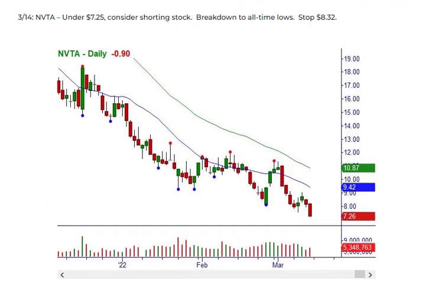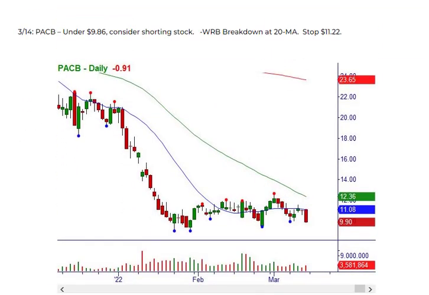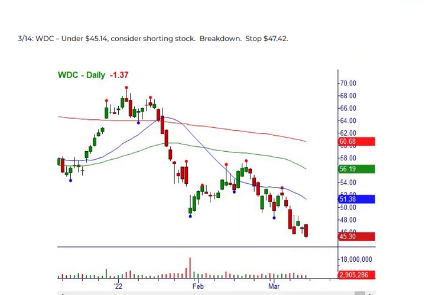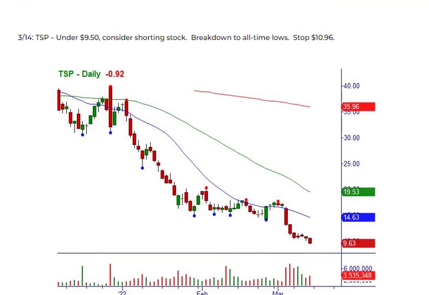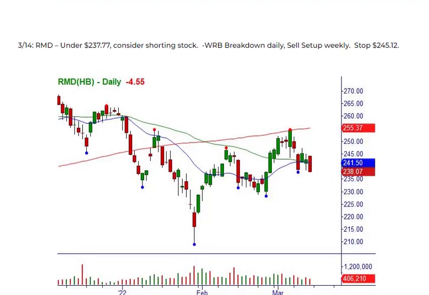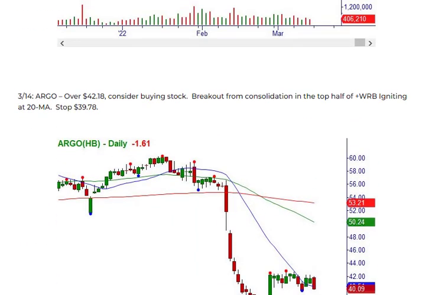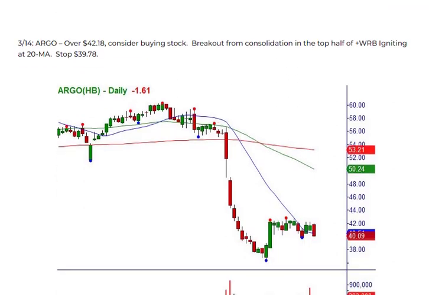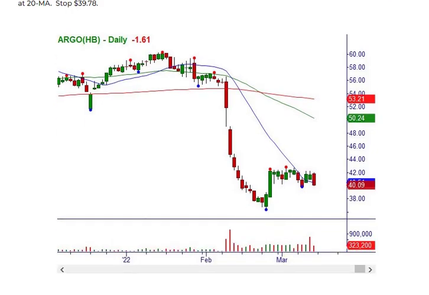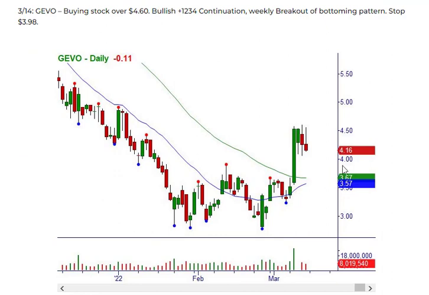CMCSA, Fitch, NVTA, PACB. Look at that. That's another trading range in a downtrend. Can't bounce. Twilio, Western Digital, TSP. Looks like it might go to 0. That's a death trend. RMD, breakdown. Green bars ignored. You learn all these in our Greg's swing trading course. Obviously covers the technicals, and I have option seminars that teach both buying options and selling options around the charts.